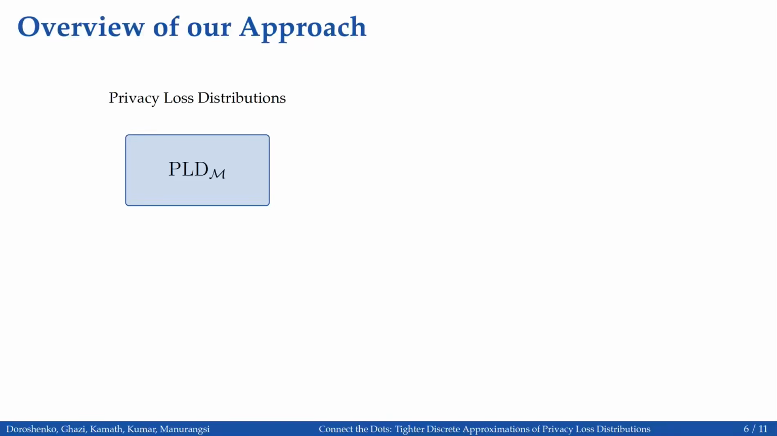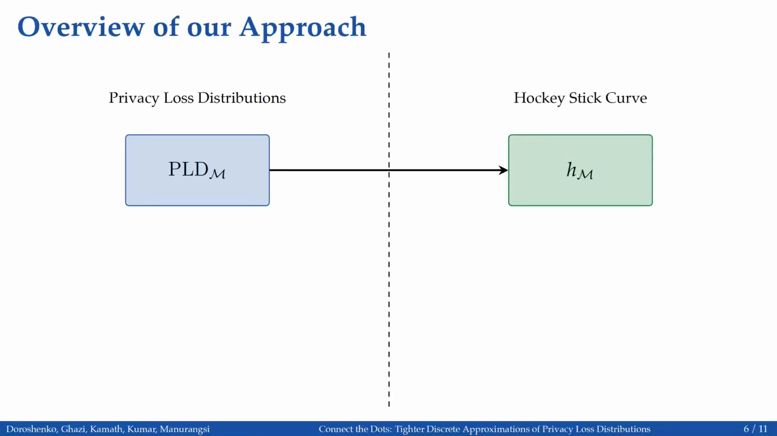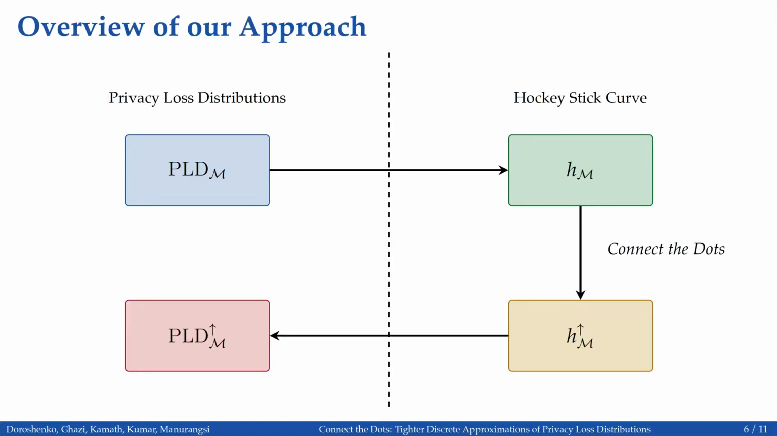In particular, instead of directly working with the privacy loss distribution, we work with a reparameterization of it, which let us call the hockey stick curve. Our main technique then is to discretize the hockey stick curve using the approach we call connect the dots. This approach works in such a way that when converted back into a PLD, it is discrete and precisely supported on the desired set of epsilon values. This approach can be done in both a pessimistic and an optimistic manner.